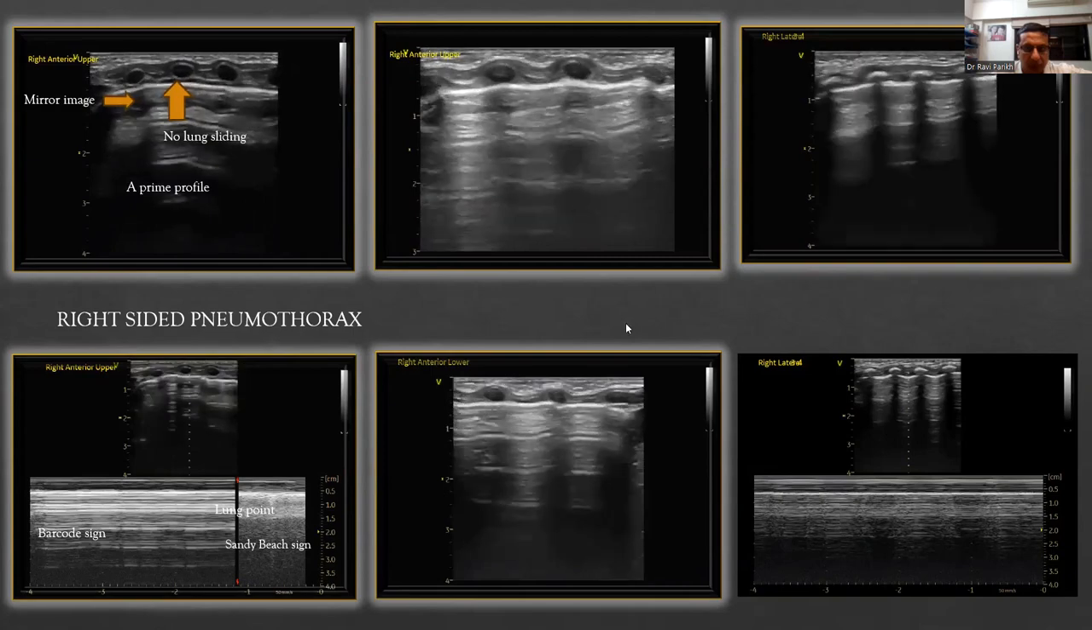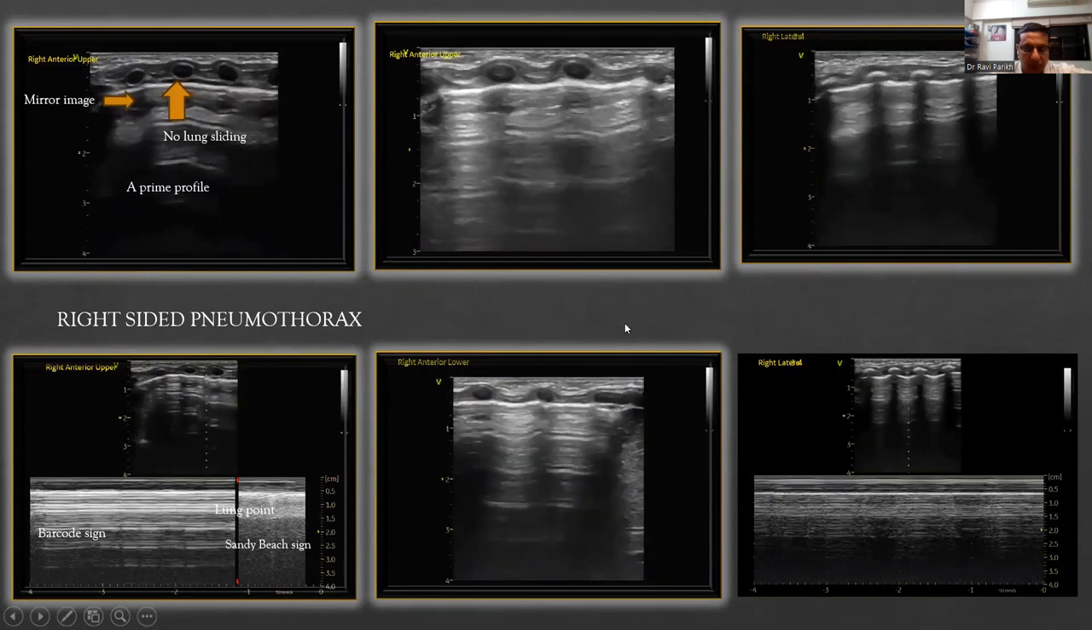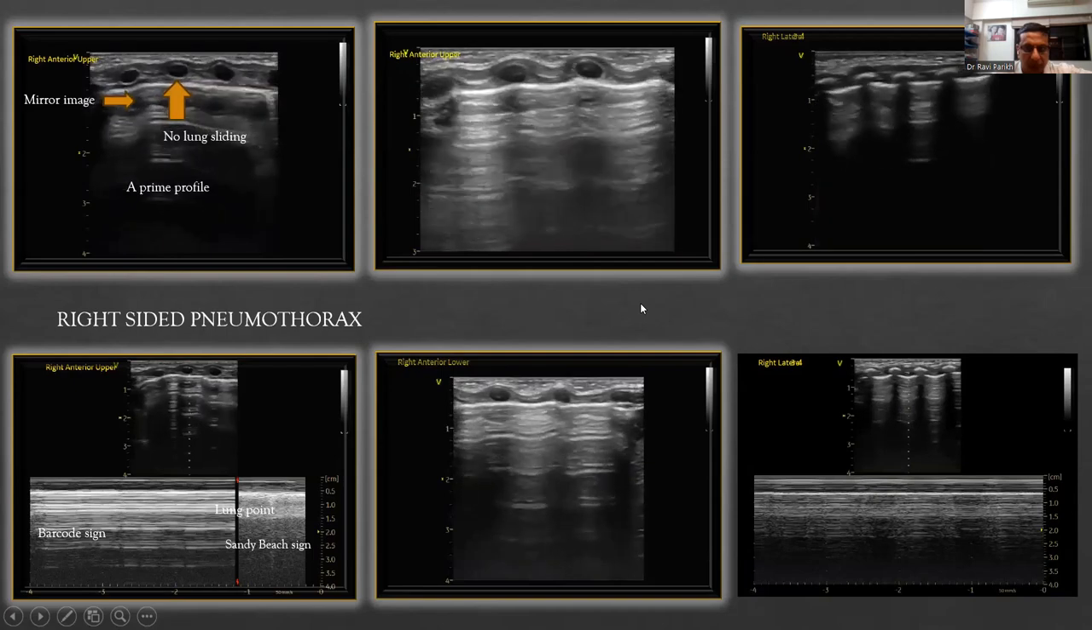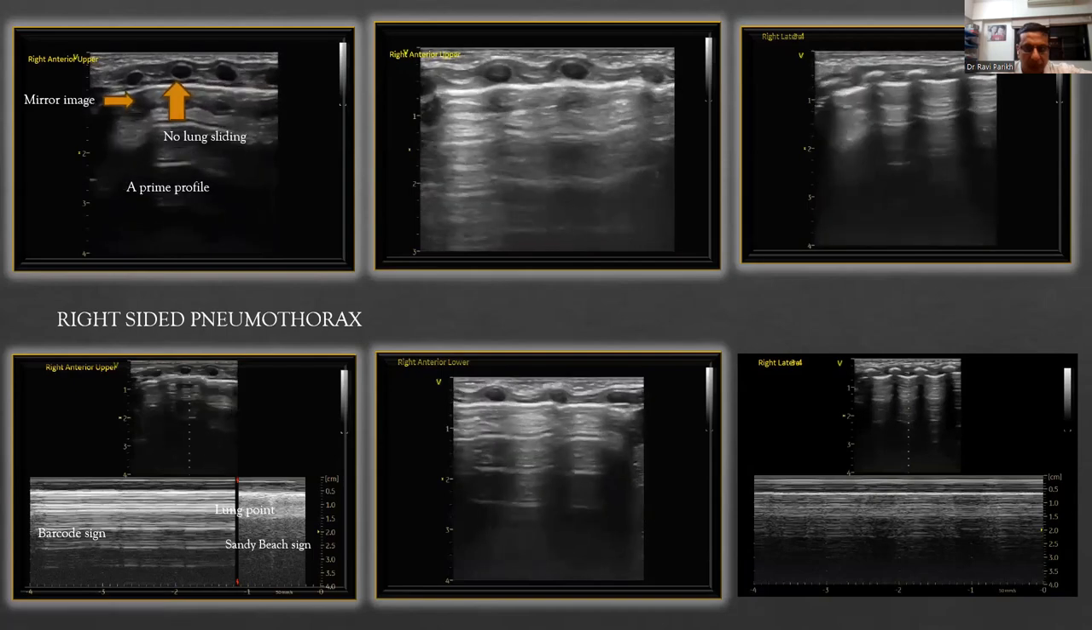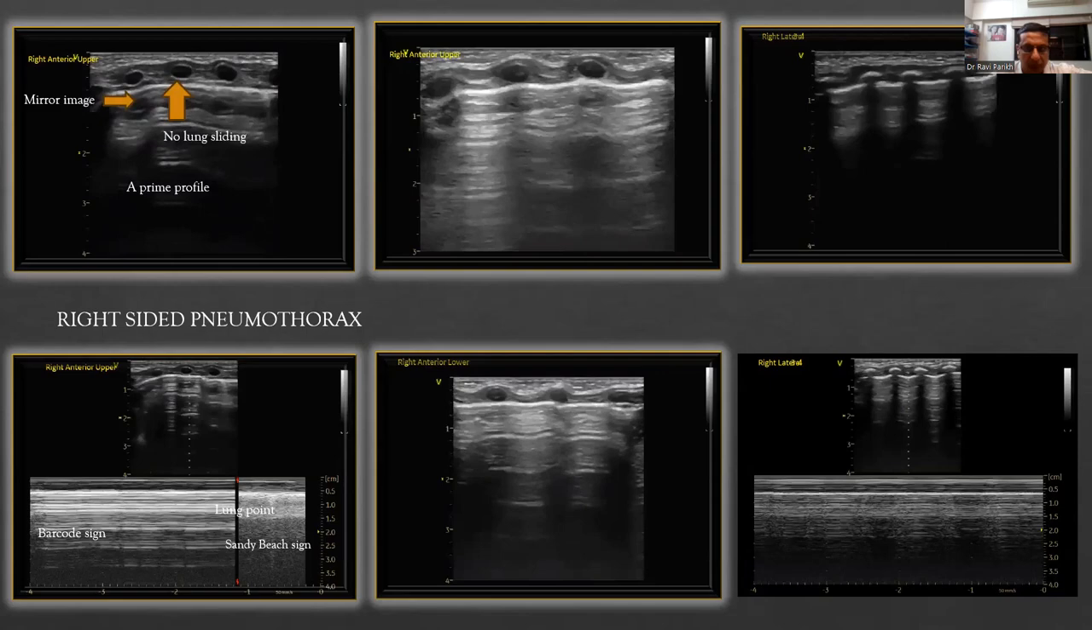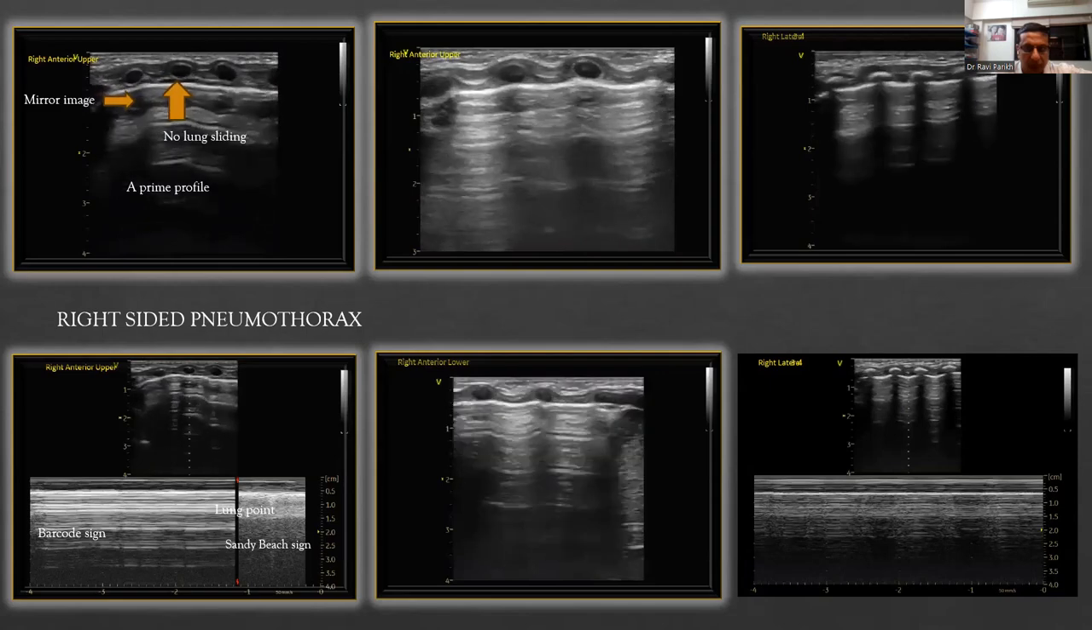Lovely images, sir. Beautiful. The depth is beautiful and such nice M-mode. You've got very good skill, sir. Thank you, really, sir.